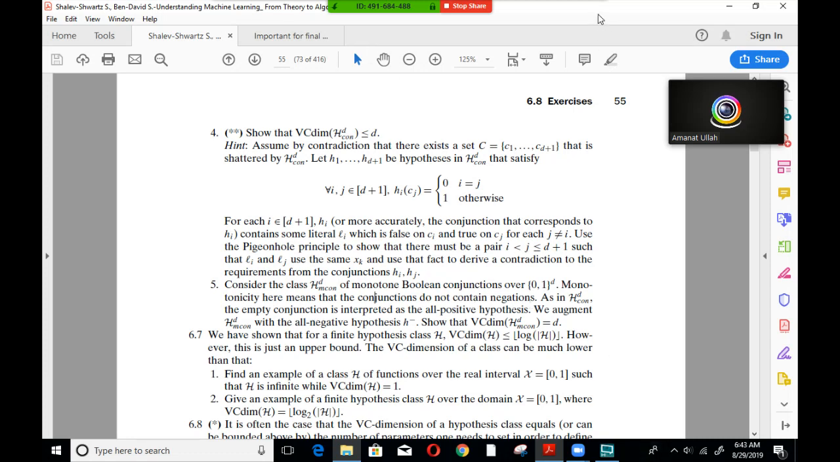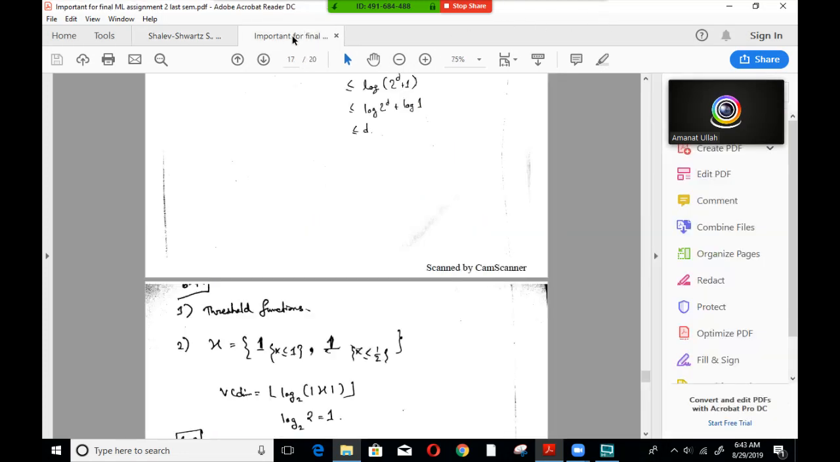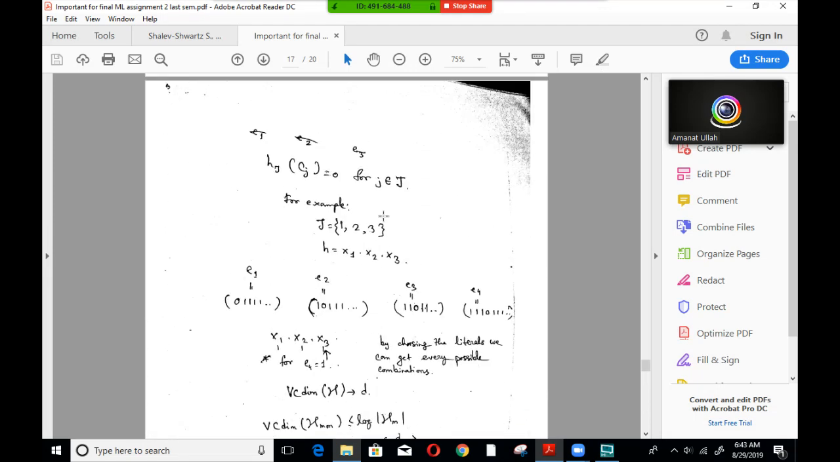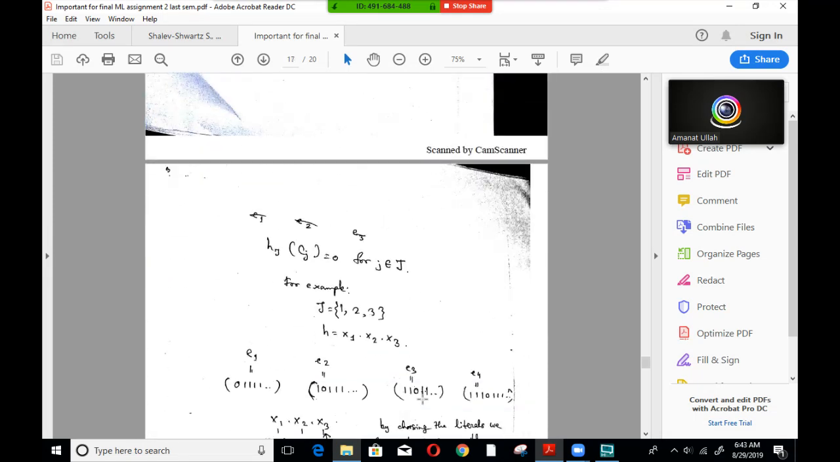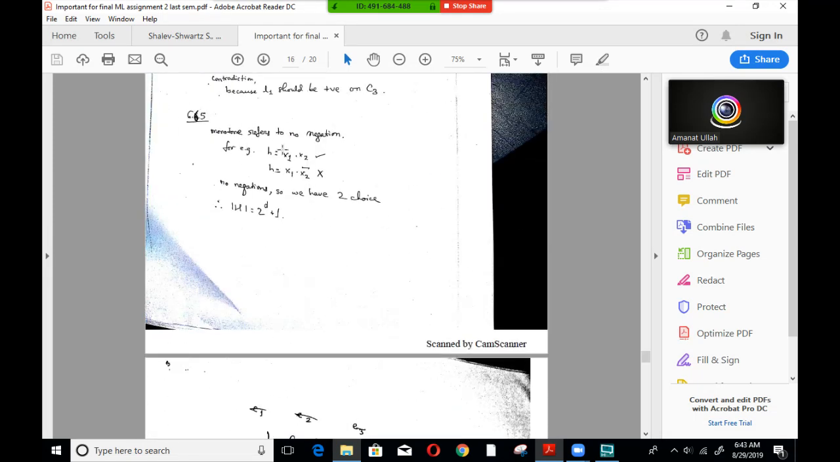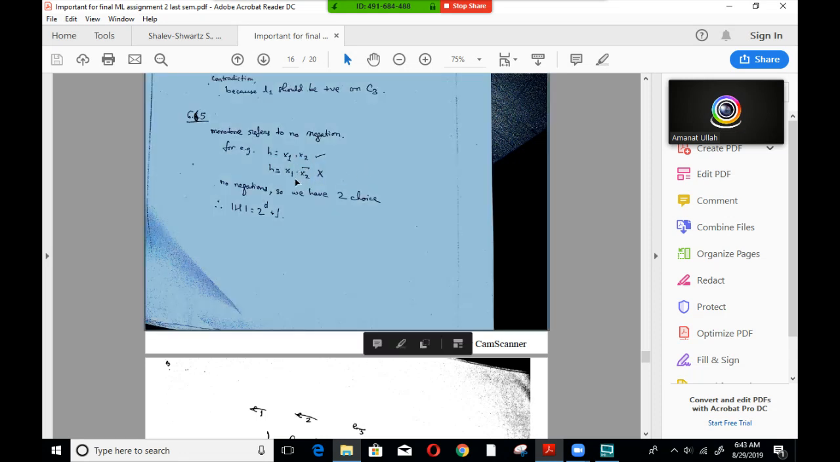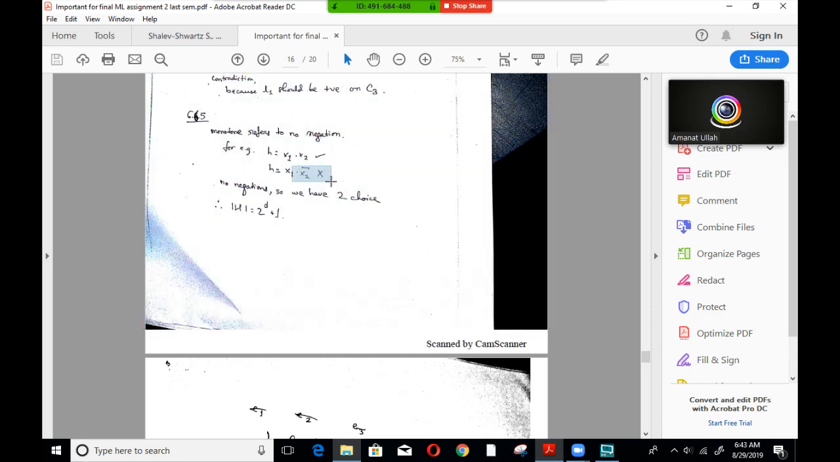So what they meant was that you can have conjunctions x1 x2. You can choose x1 and x2. You can choose only x1 or only x2. You can ignore a variable, but you cannot use negations. Like, this won't be a hypothesis for this example, so you only have two choices.